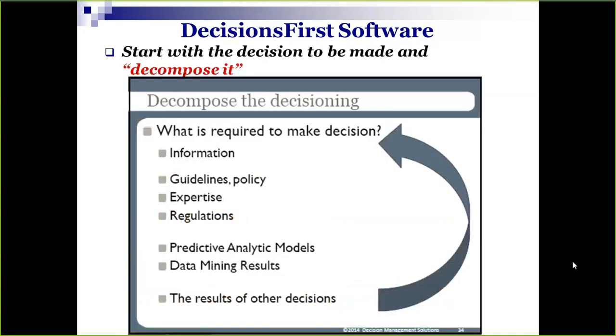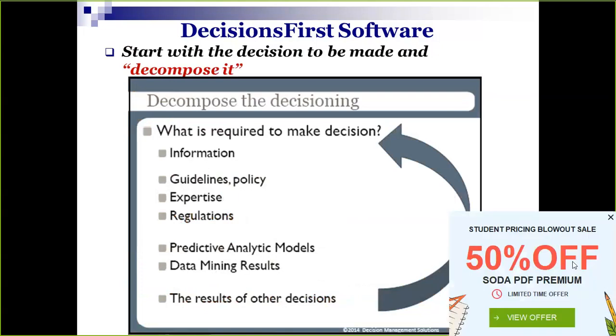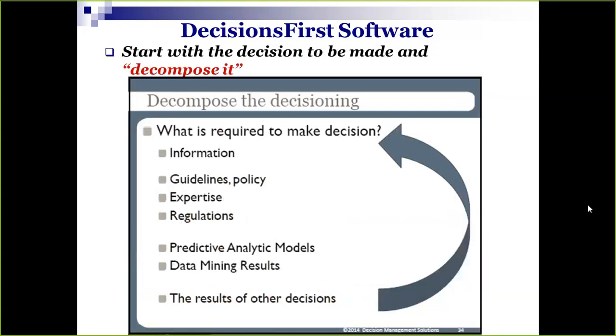So when we get into DecisionsFirst software, we're going to put this together piece by piece. And as I mentioned, some of those pieces: what is required to make the decision? What information do we need? What guidelines, policies? What expertise do we need? Maybe we need Mary's expertise. She's the expert all about how to do this. Maybe we need Tom's inputs. What regulations impact us? What predictive models are we going to use?